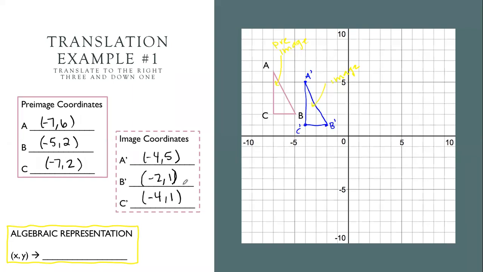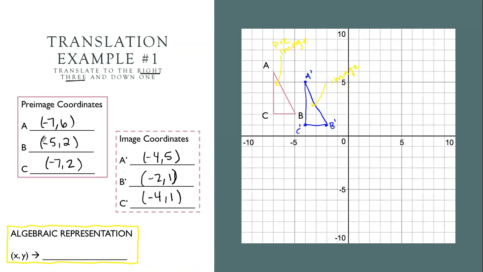Okay. Again, I hate just telling you how to do something. I want you to see if you can figure it out yourself. So we went to the right 3 and down 1. Let's see if we can figure out any observations here. Look at A. Look at the x coordinate. It went from negative 7 to A prime is negative 4, the x value. So I went to the right 3. I just want to keep that in mind.